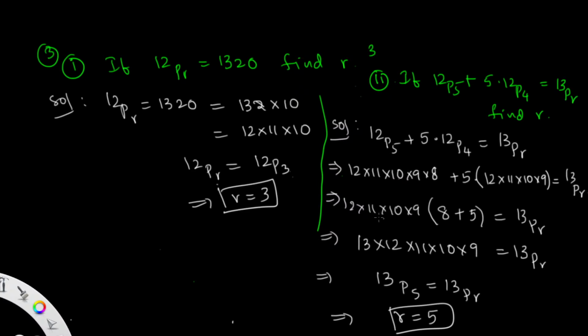In both the terms, by observing, 12, 11, 10, 9 is common in both terms. Then the remaining terms are 8 plus 5, that is 13. So 13, 12, 11, 10, 9 is 13P5, that is nothing but 13PR. So on comparing both sides, R equal to 5.